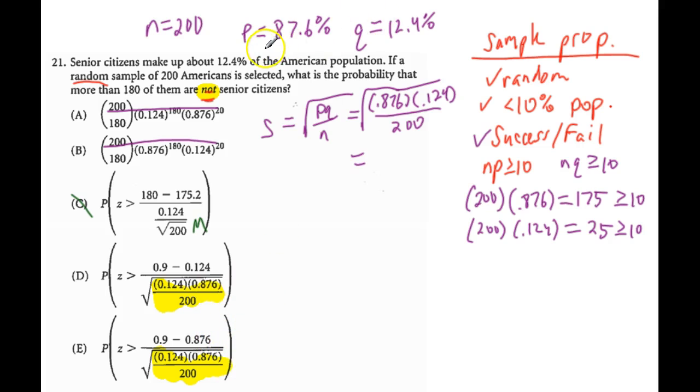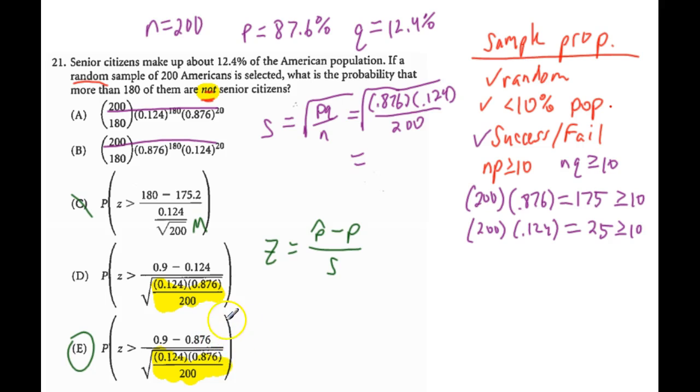And so the formula basically for the z-score is your sample proportion, like p hat, minus p over your standard deviation. And so p hat would be 0.9 because 180 out of 200 is 90%. So we want 90%, so it's going to be 0.9. And again, our p-value is 0.876, so E looks to be the right answer.